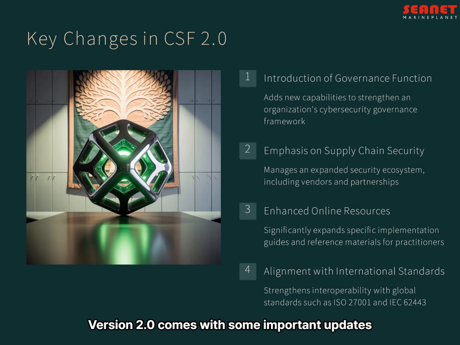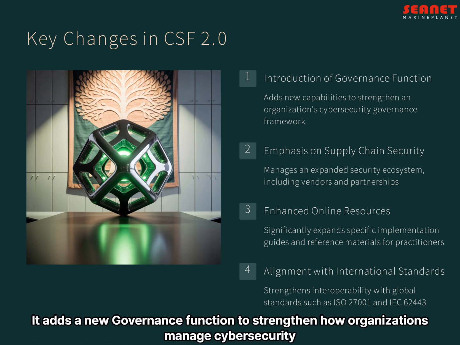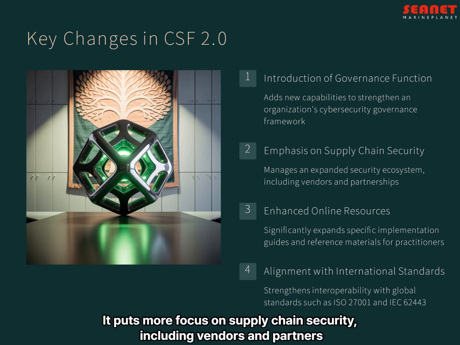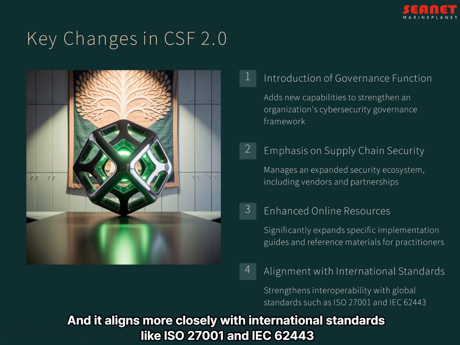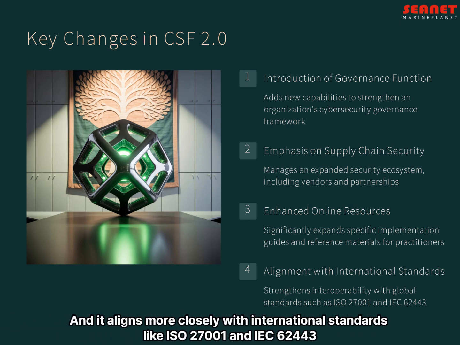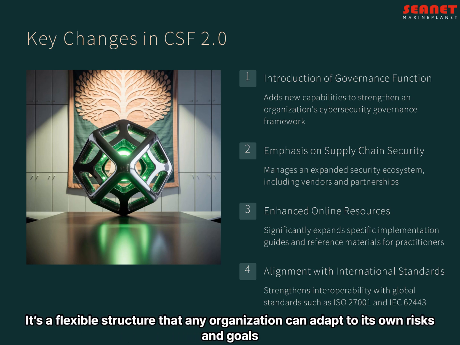Version 2.0 comes with some important updates. It adds a new governance function to strengthen how organizations manage cybersecurity. It puts more focus on supply chain security, including vendors and partners. It offers more online resources like implementation guides and references. And it aligns more closely with international standards like ISO 27001 and IEC 62443. It's not meant to be a checklist. It's a flexible structure that any organization can adapt to its own risks and goals.